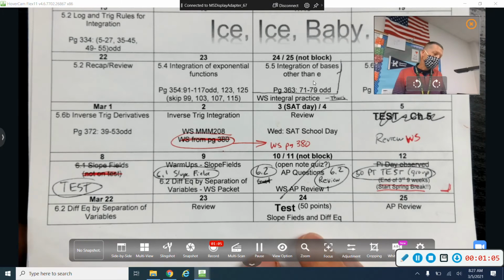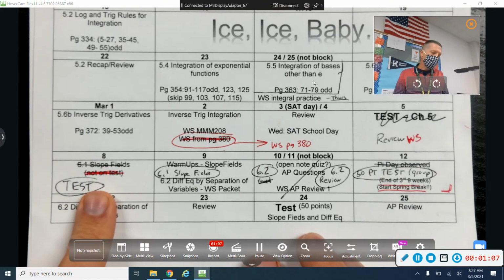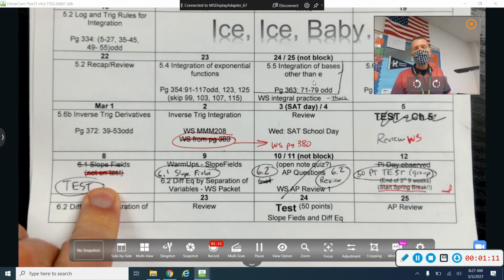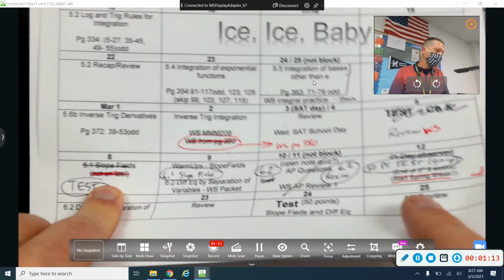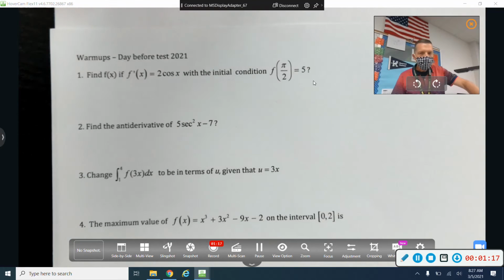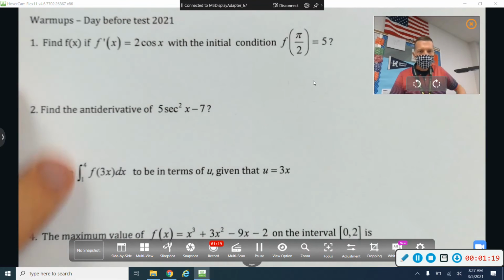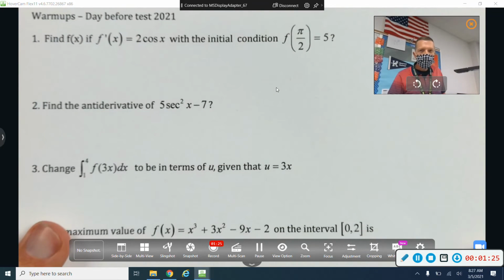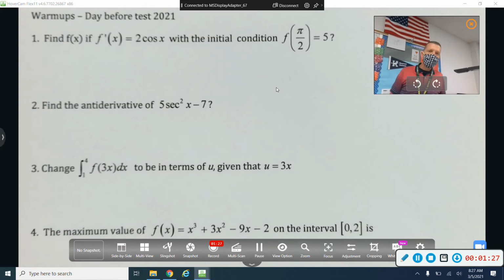Anyway, test is Monday, so that's right around the corner. The warm-ups are definitely test-inspired, so if you want to give these a try and make note of them, then we'll go over them in a few minutes. If you're at home, press pause and give them a go, and then come back and we'll go over them.